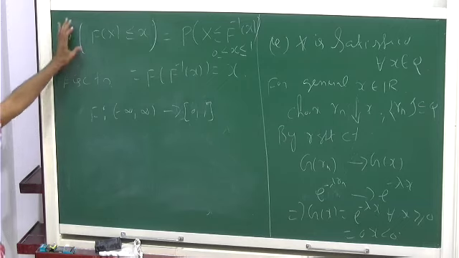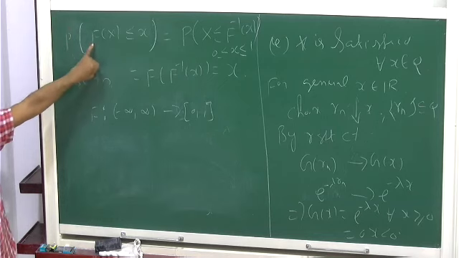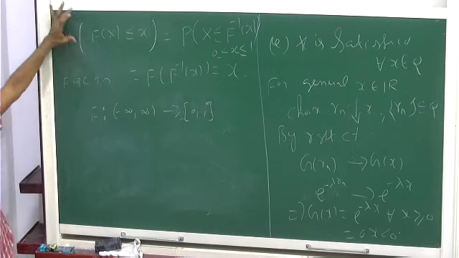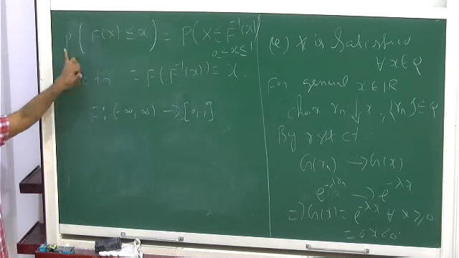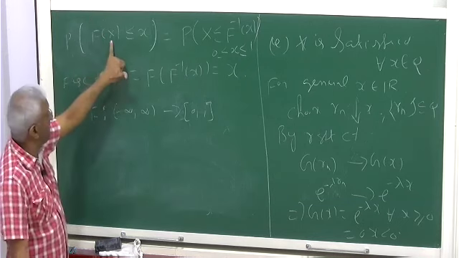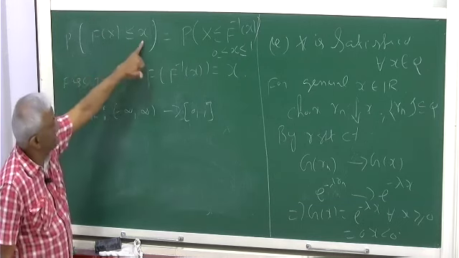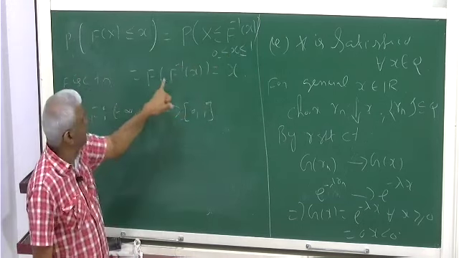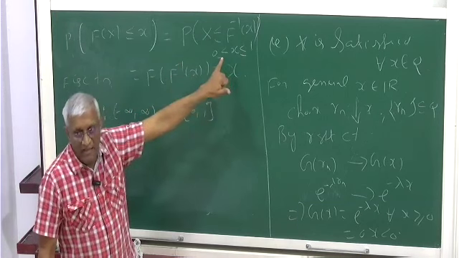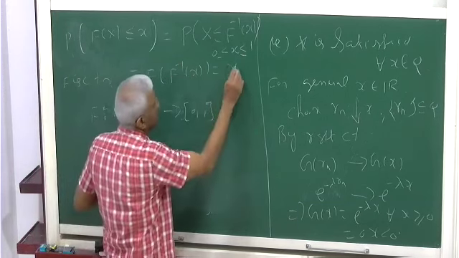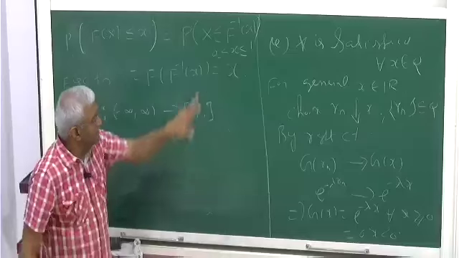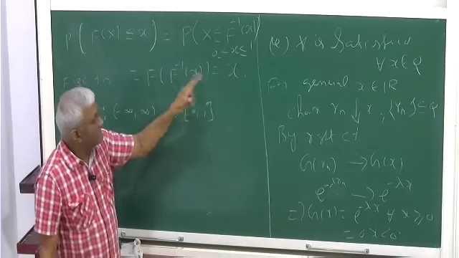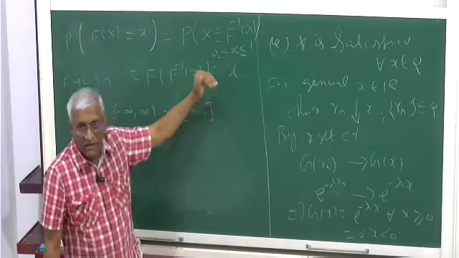I have a random variable X which has the distribution F. Then I consider F of X. The probability that F of X, which is a random variable, is less than or equal to x is the probability that X is less than or equal to F inverse of x. This is not always the case; this holds when x is between 0 and 1. If x is less than 0, this is 0. If x is greater than 1, this is equal to 1.